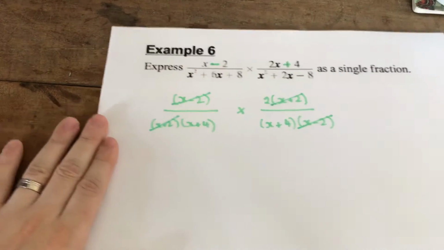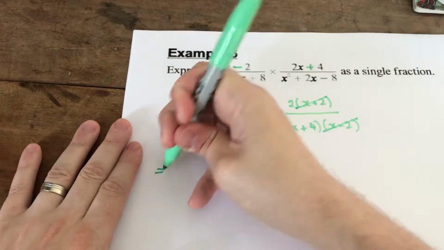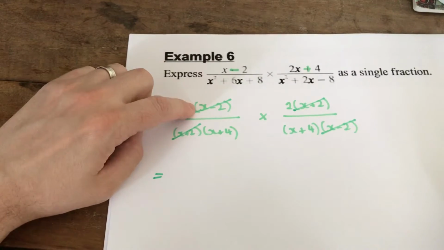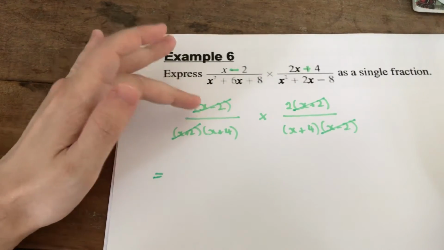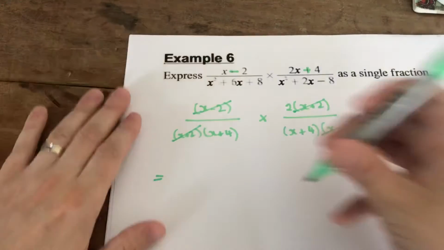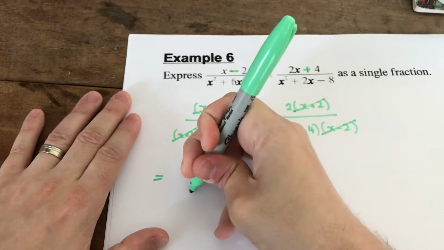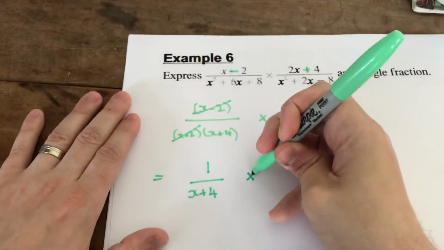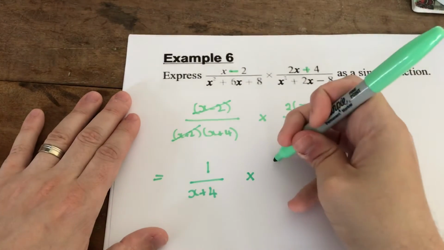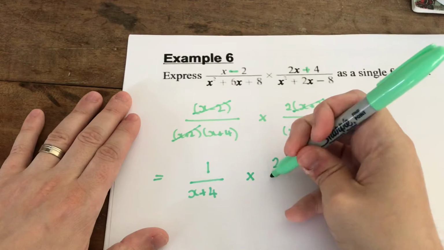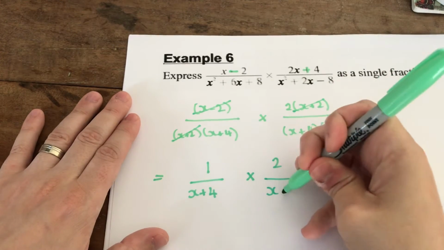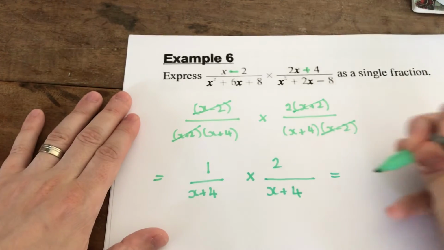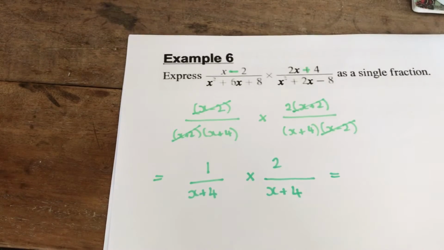So once we've done that, you rewrite your fractions. Now this is cancelled out. If you've cancelled out the numerator and there's nothing left there, you just treat that as a 1, and that becomes 1 over x plus 4 times 2 over x plus 4, because that's what's left as your numerator here, and there's an x plus 4 there. So you get down to this point here.